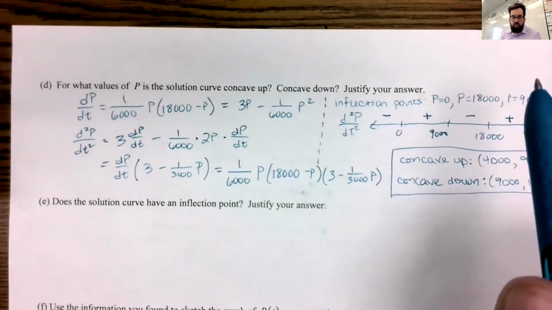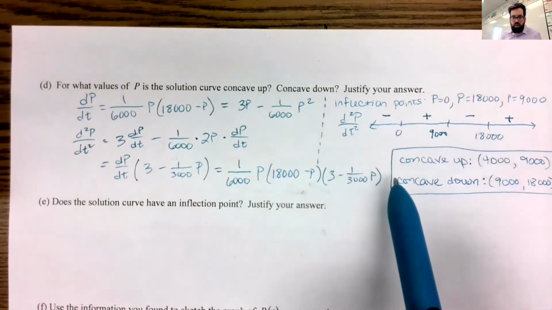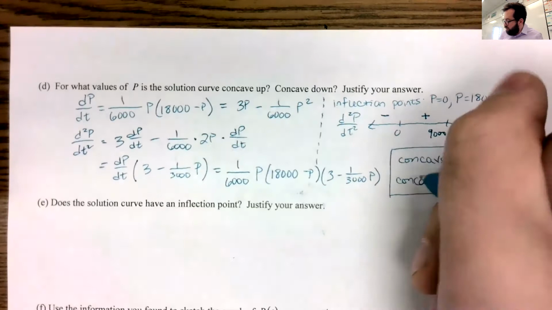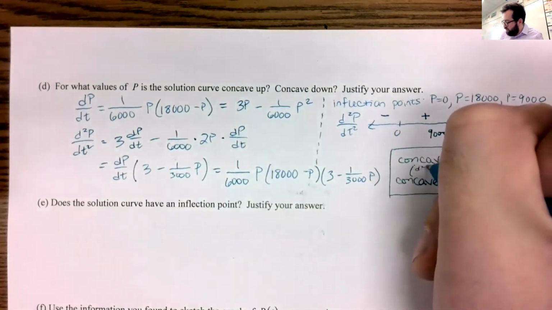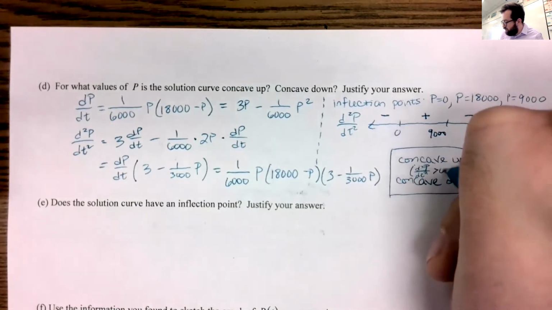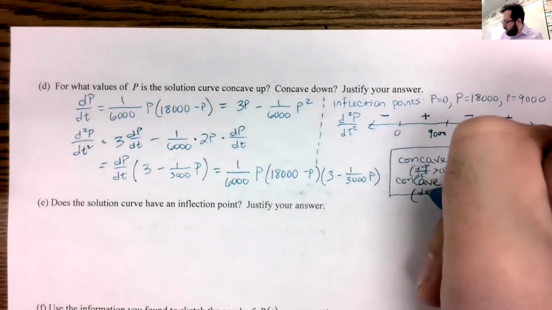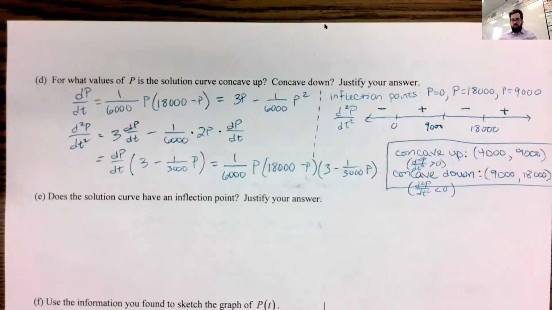Now remember, if this was a quiz or an AP exam, just having a sign chart wouldn't be enough work. We should say the second derivative is greater than 0. And down here, we would say the second derivative is less than 0. There we go. Okay, cool.